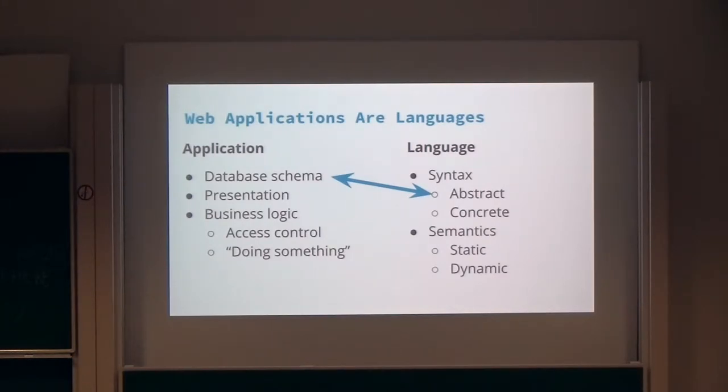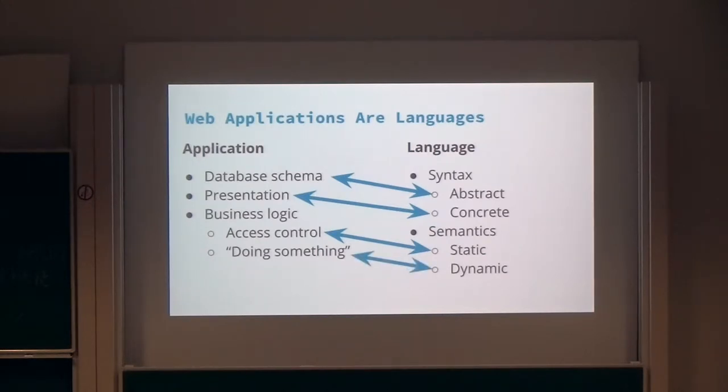Now, in a way, database schema and abstract syntax are very similar, in the sense that they both define types of things. The types of the things that go into a database or the type of things that go into a program. The presentation, like the concrete syntax, gives human readable form to those things. Access control tells us what can and cannot go into a database or a program beyond what the syntax or the database schema allows us to do.